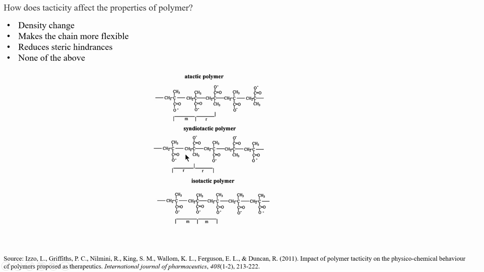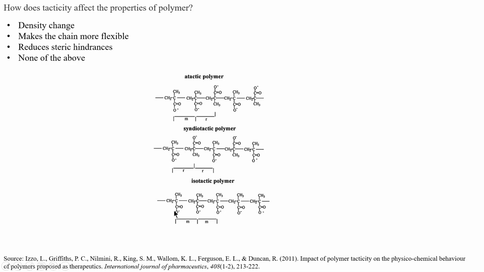In syndiotactic polymer, you can see that the C double bond O minus groups are arranged in an exactly alternating fashion. One is on the left, other is on the right, left, right, left. We can clearly see it's arranged in that way, and this is called the syndiotactic polymer. Next, we come to the isotactic polymer. In isotactic polymer, all the functional groups are present on a single side.